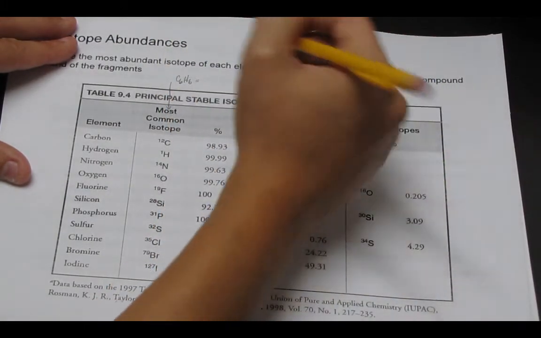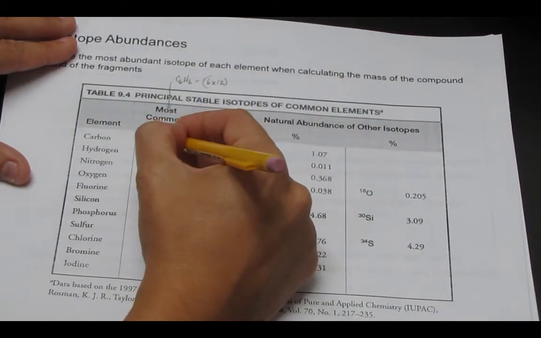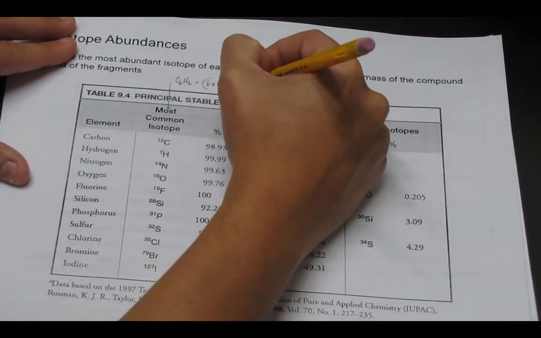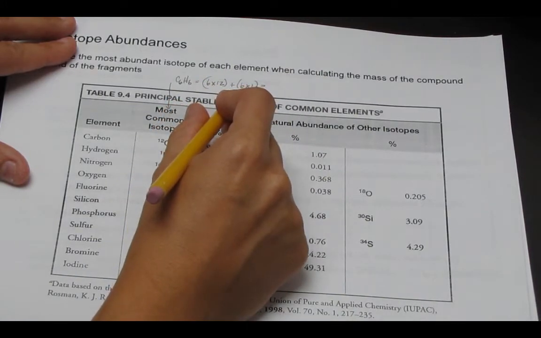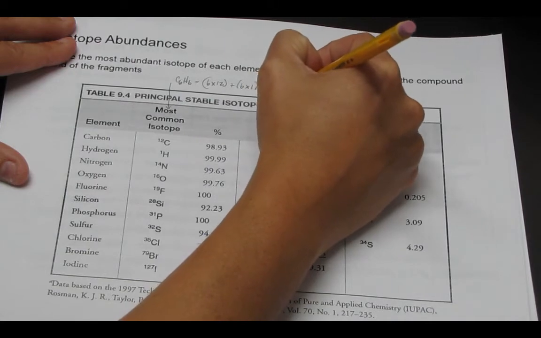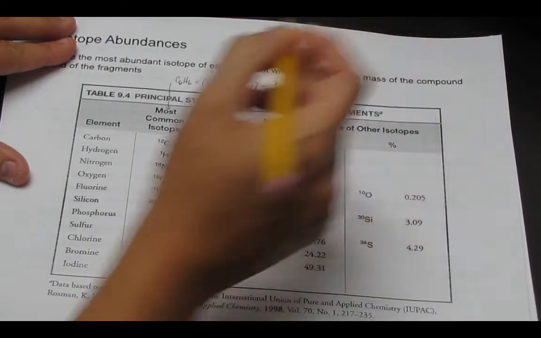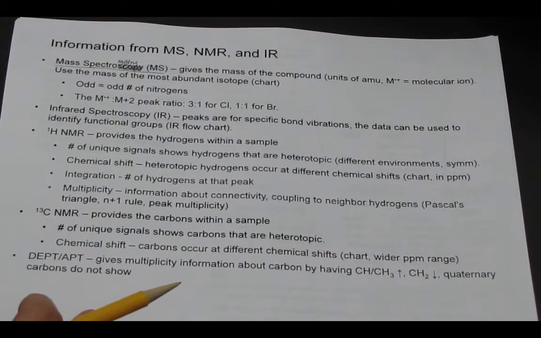So if your formula is C6H6, to calculate the mass, it's 6 times 12, because carbon's most abundant isotope is 12, whereas hydrogen's most abundant isotope is 1. So that would be 72 plus 6, which is 78 AMU. Okay, so you use these values here to calculate the mass.